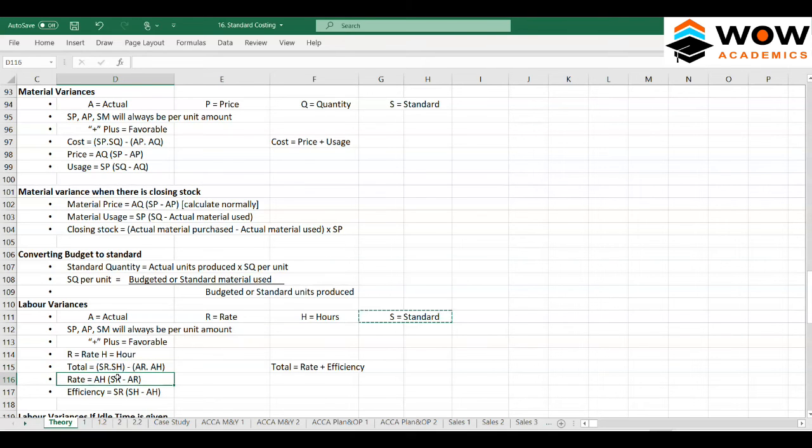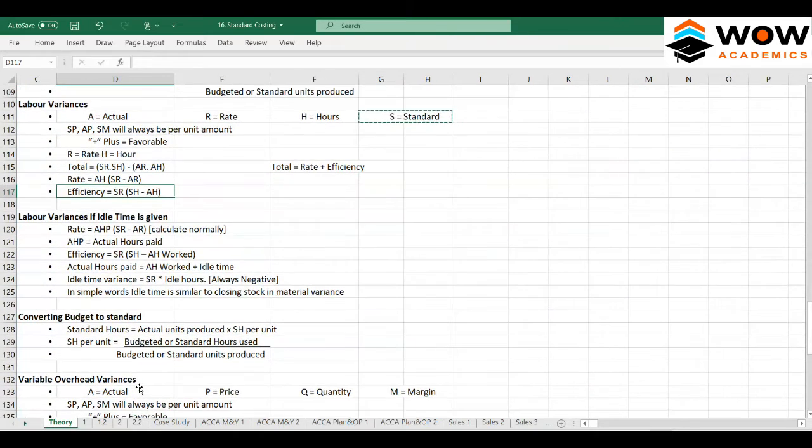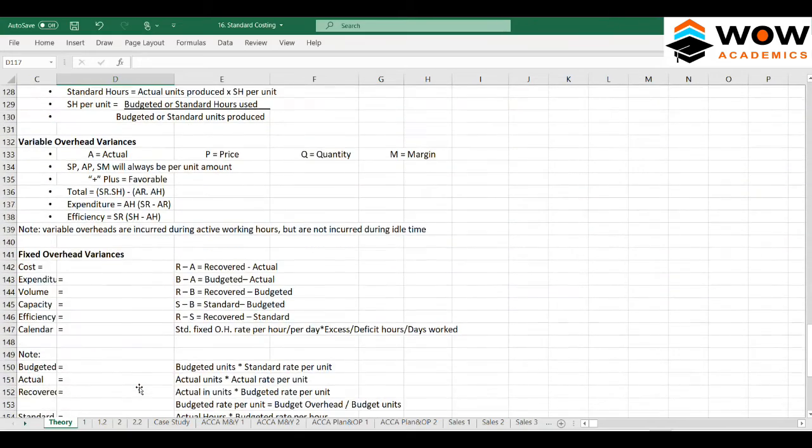What is rate variance? It is actual hours into standard rate minus actual rate. Efficiency is standard rate into standard hours minus actual hours. So this also you'll get the answer here. Sometimes you might get idle variance. When we get idle variance, we'll look at that. Now we don't need to worry about idle variance. We are looking only at the basic variances.